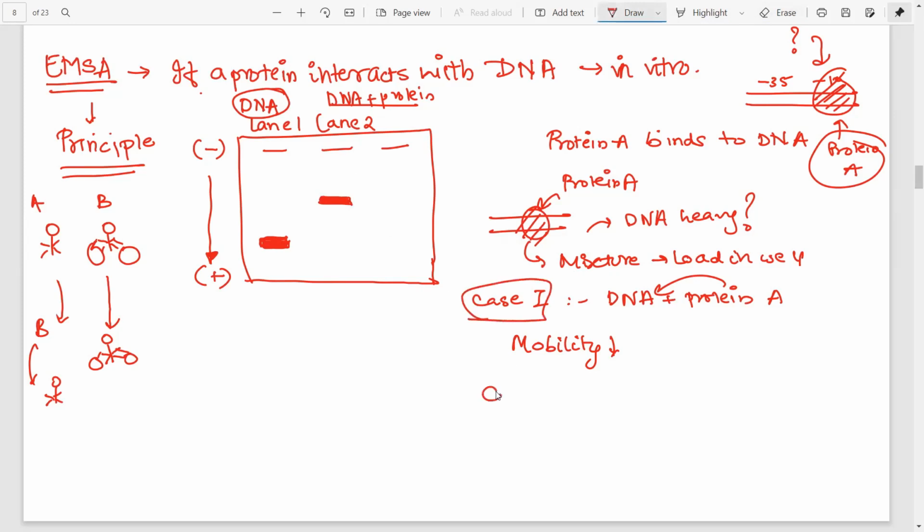Now consider case 2. Case 2 is when the DNA doesn't interact with the protein A, or the protein A doesn't interact with the DNA.